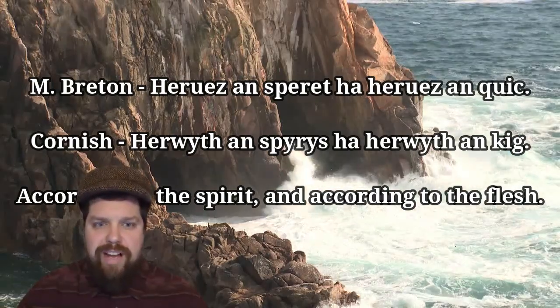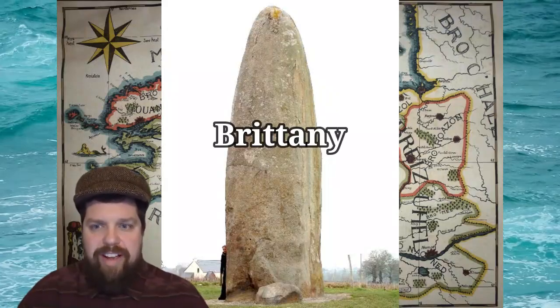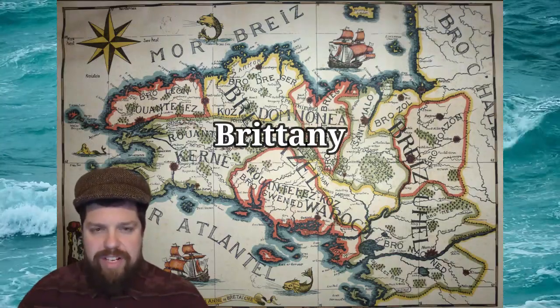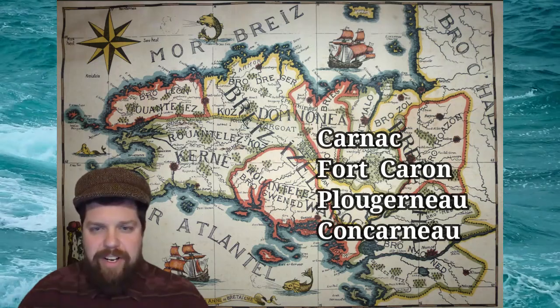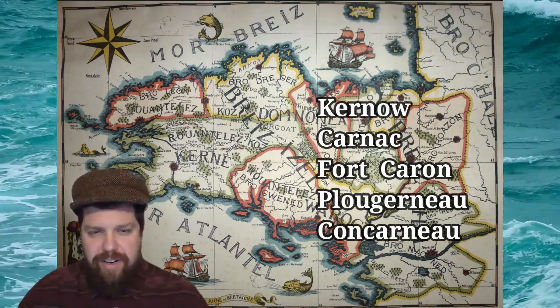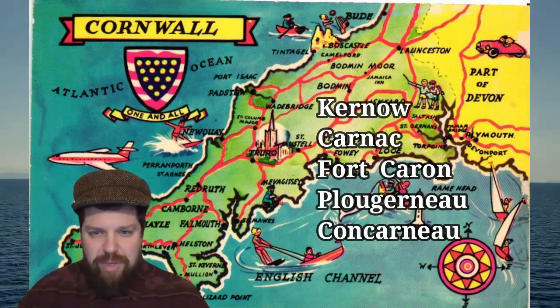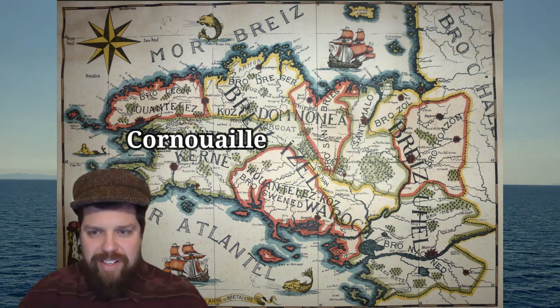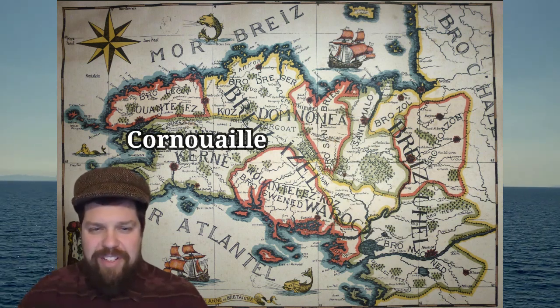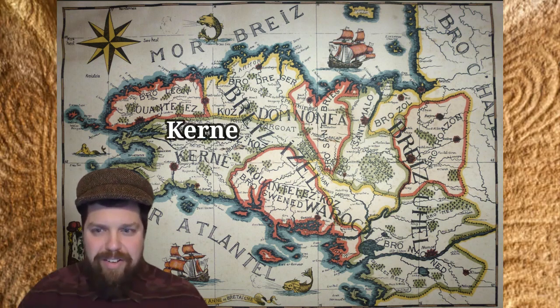Not only is the language of Breton interesting, but the land of Brittany is quite fascinating as well, with place names like Carnac, Fort Caron, Blugarno, Cuncarno. Carno is the Cornish name for Cornwall. One of the regions of Brittany is even named Carnoile. I believe that's the one that says in the Breton language on this map, the Old Kingdom of Cairn. And then there's a dialect of the Breton language known as Cernoic.